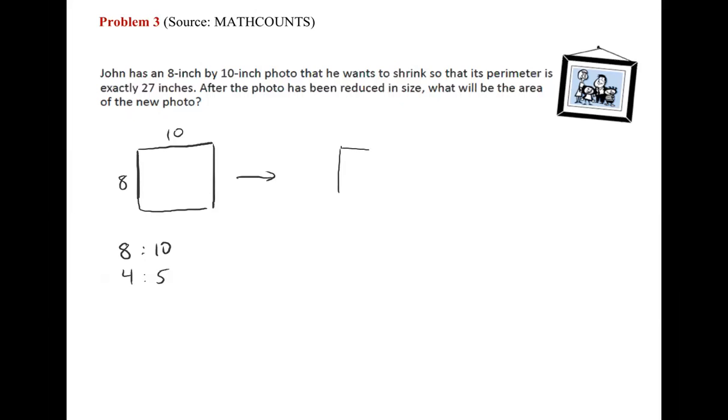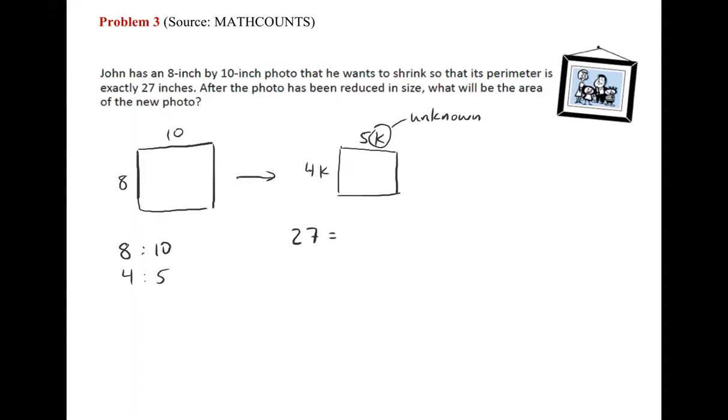So basically, for the reduced photo that we want, the width would be 4 times k, and the length would be 5 times k. K is unknown, and that's what we want to find. Okay? So, basically, we know that the shrunk photo, the reduced photo, has a perimeter of exactly 27.